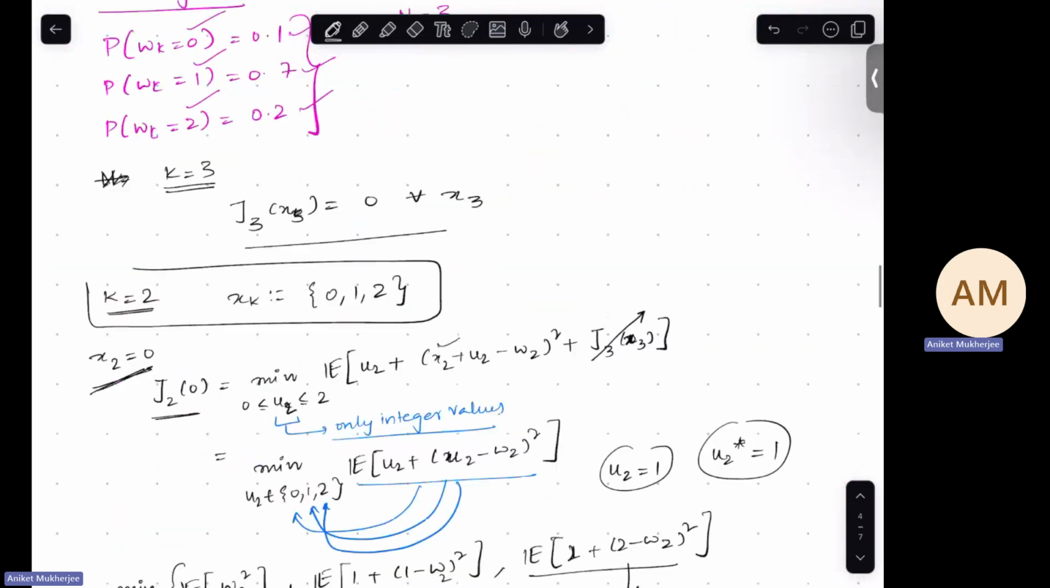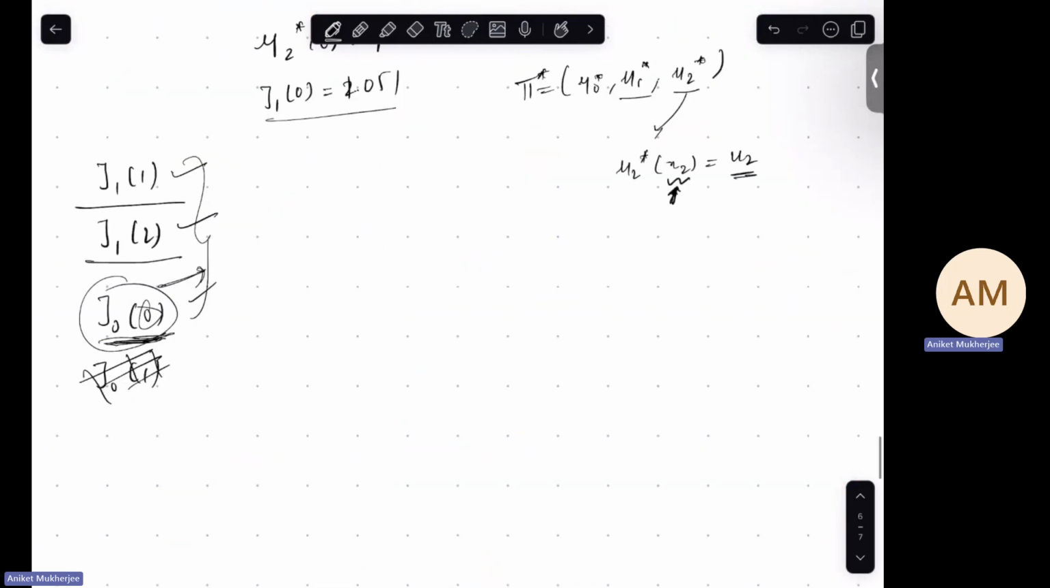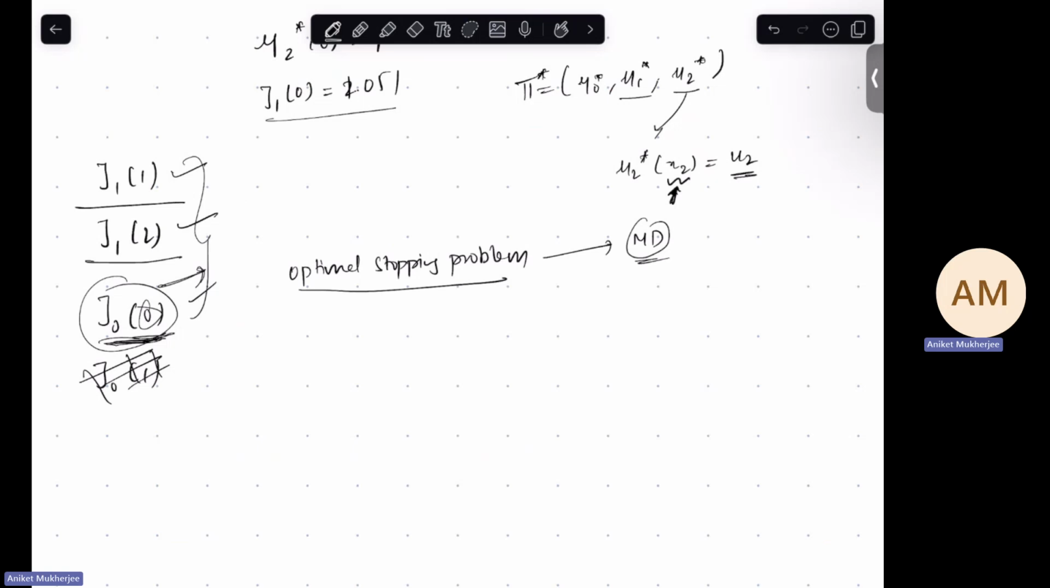In tomorrow's class, we'll see something known as the optimal stopping problem. This is also a decision making problem, a different type of decision making problem, and we'll model it as an MDP and then try to solve this MDP. We'll try to solve the optimal stopping problem by modeling it as an MDP and try to come up with an optimal policy there.